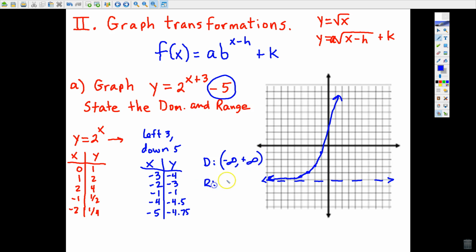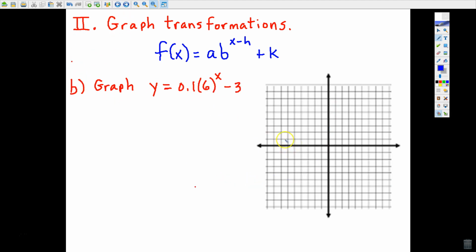The range is going to change a little bit since we've shifted our graph downward. The lower part will be negative 5. And we're not including negative 5 because we're not actually ever going to touch that line with our graph. And then we're going to go upward forever, positive infinity. And again, you can use inequality notation if you choose. Okay, so that is your answer for Roman numeral 2a.